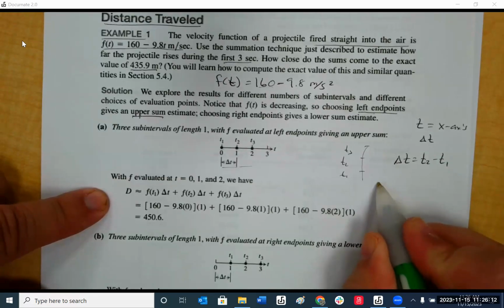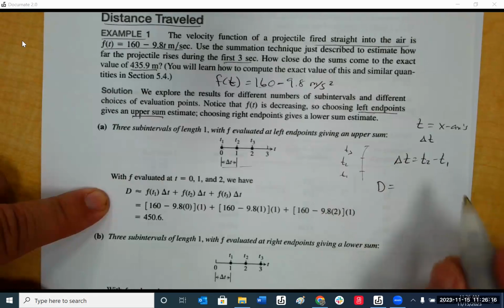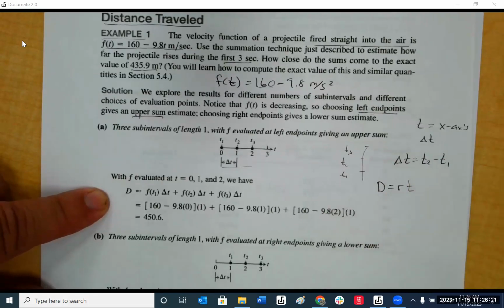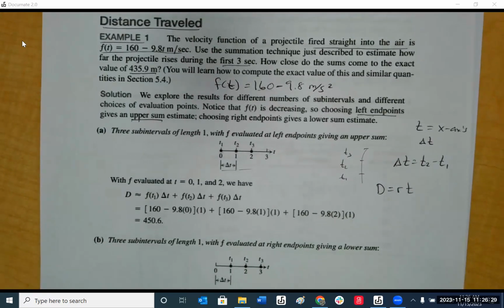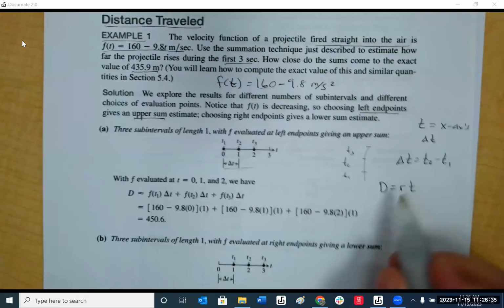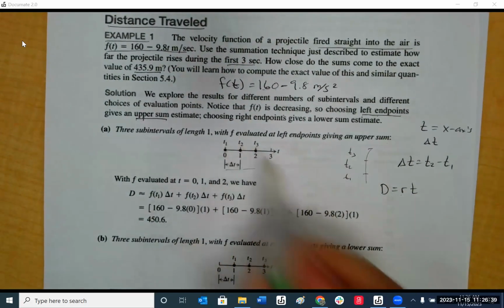So what's the formula for distance? Rate times time. This is algebra? No, it's a motion problem. Yeah, I should have prefaced it. You're right, it would have been the square root of x2 minus x1 for distance between points, but this is a motion problem. Distance is rate times time. This is rate times time for each interval.